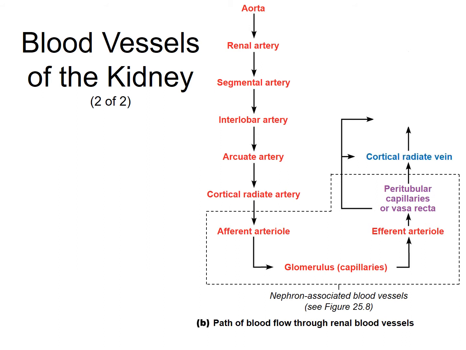So the peritubular capillaries will then combine back into the cortical radiate veins, which combine back into the arcuate vein. And at this point, I want to make it clear that the vasa recta can go back into the cortical radiate vein or into the arcuate vein. So the arcuate veins will drain into the interlobar vein, which drain into the renal vein, which will drain into the inferior vena cava.